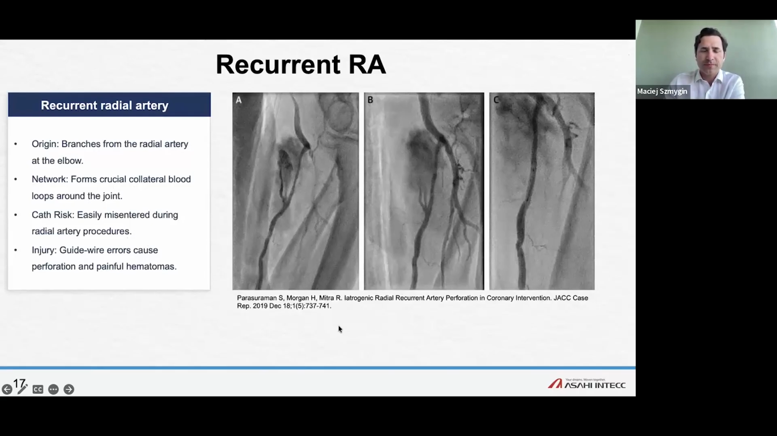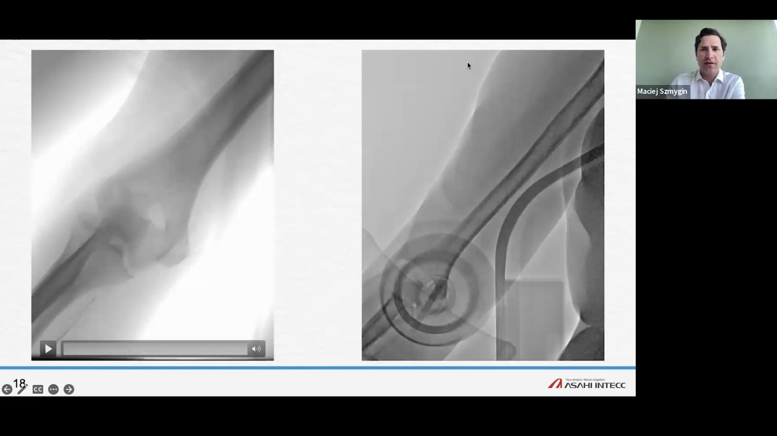This is the iatrogenic radial recurrent artery perforation during the coronary intervention. Luckily, these were cardiologists, so they put a stent here, and there was no aftermath. But we have to be aware that the artery exists, and these are two examples. You can see. I will put it again. Right. So here we have the artery.